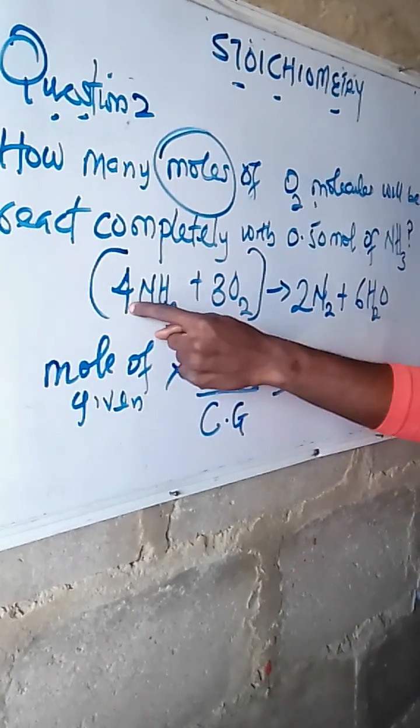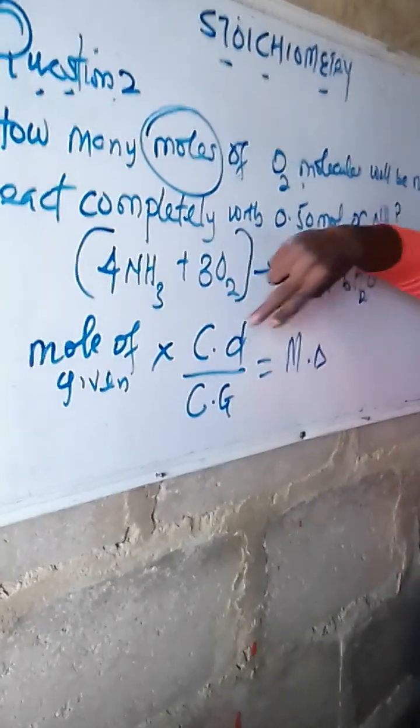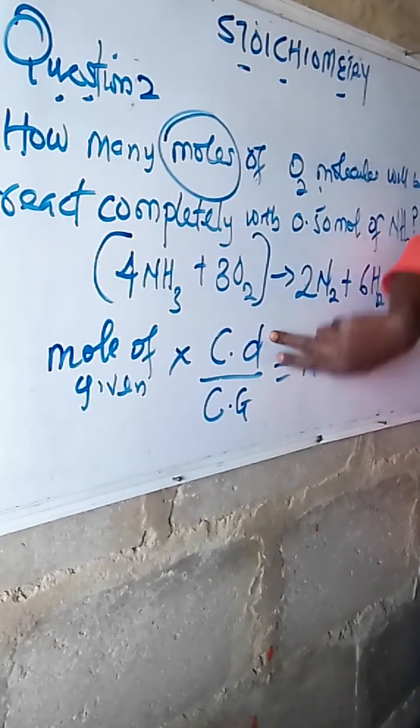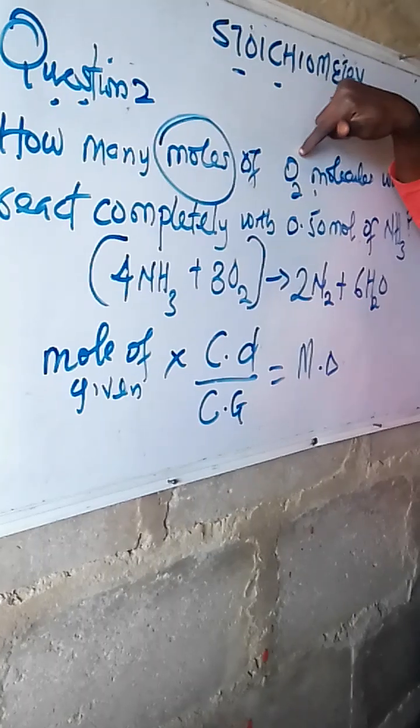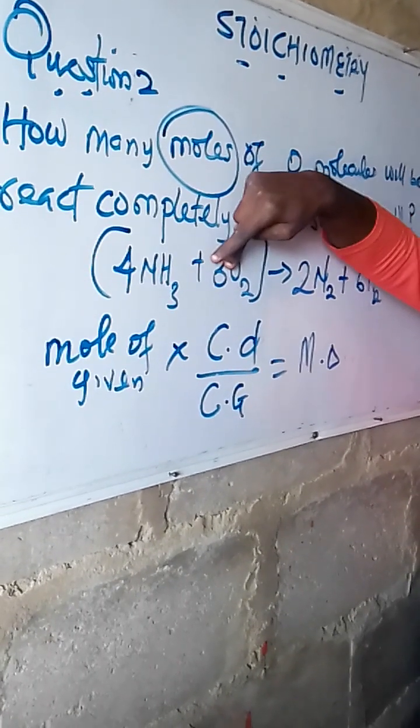Right? This will now be 4 and 3. Are we together? That means CD now will be what? Where is our CD? What are we looking for? Oxygen. Which is our CD? Coefficient of the desire. What are we having there? 3. We'll put 3 here.